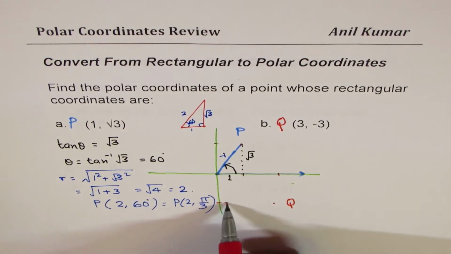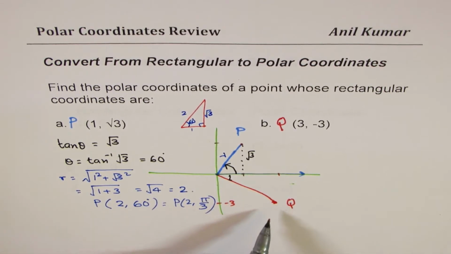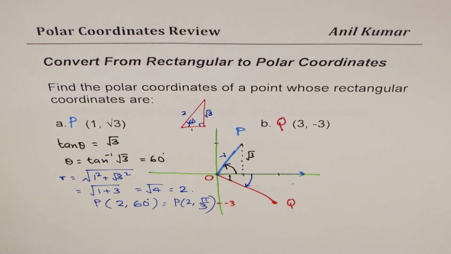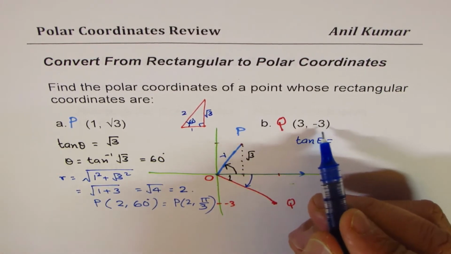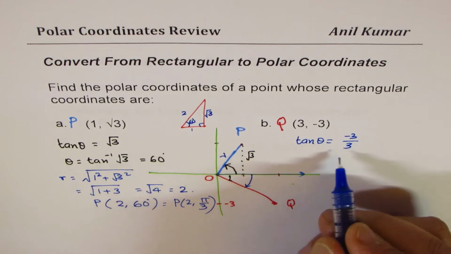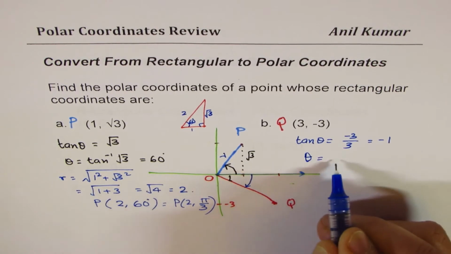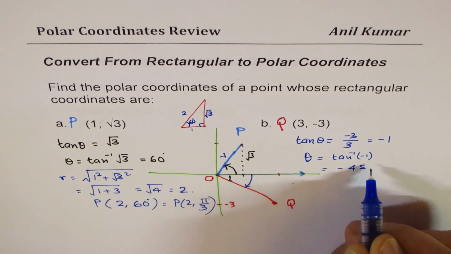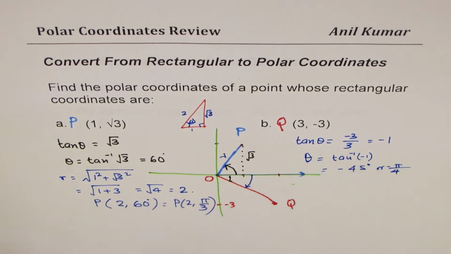Okay, so this point is Q for us, this is minus 3. Now let me draw the segment representing OQ. So the first step is the angle. We can say tan theta is equal to minus 3 over 3, which is minus 1. So we get theta equals tan inverse of minus 1, which is minus 45 degrees, or minus pi by 4, as you wish. So we know the angle theta.